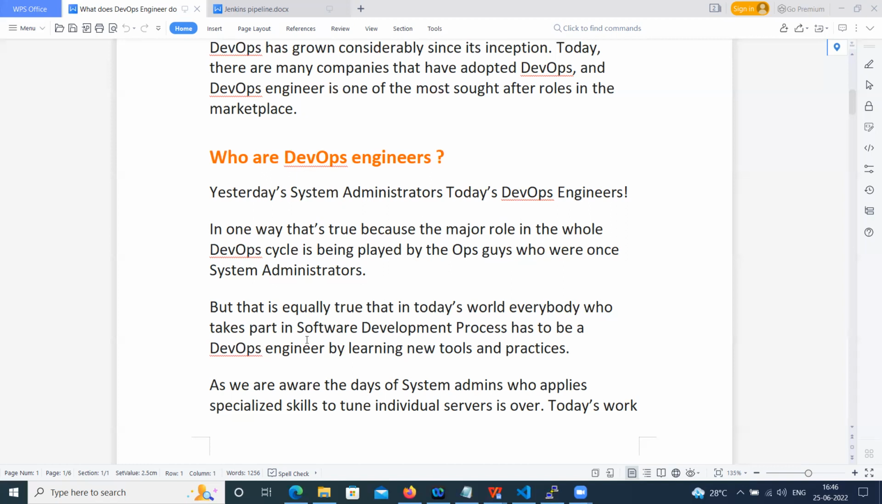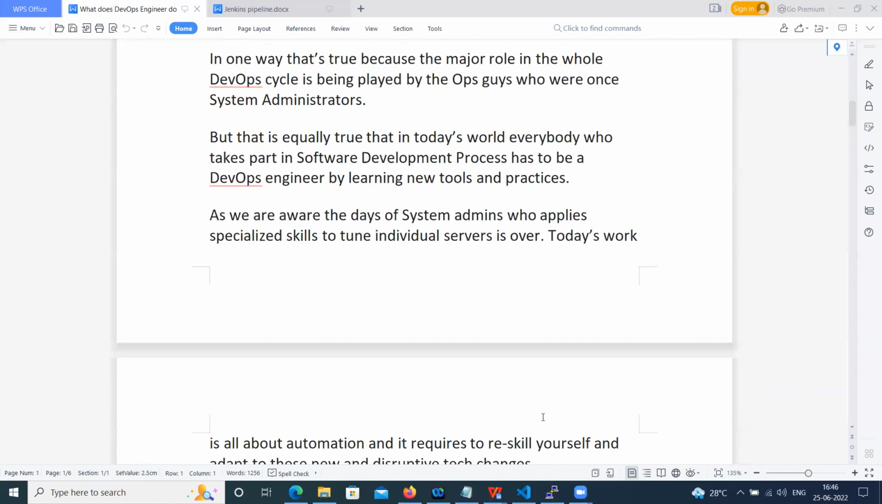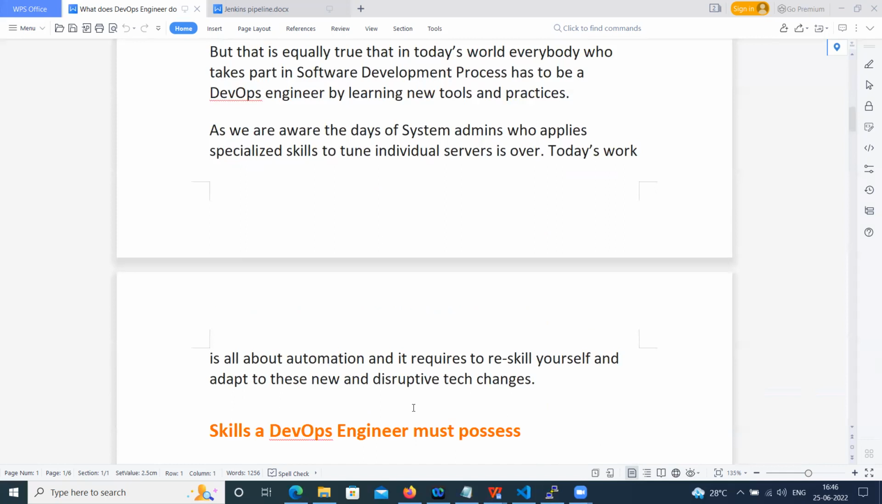In one way that's true, because the major role in the whole DevOps cycle is played by the ops guys who were once system admins. But it is equally true that in today's world, everybody who takes part in the software development process has to be a DevOps engineer by learning new tools and practices. As we are aware, the days of the system admin who applies specialized skills to tune individual servers are over. Today's work is all about automation.